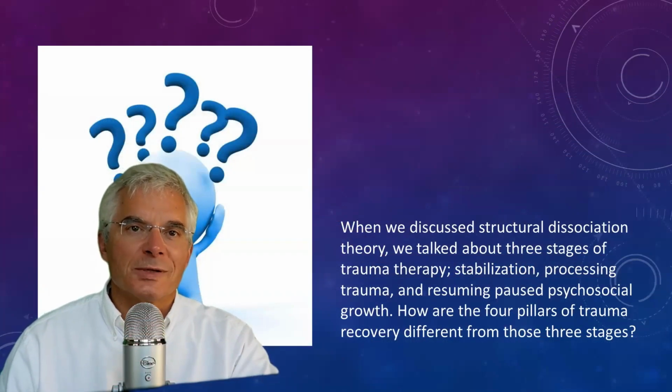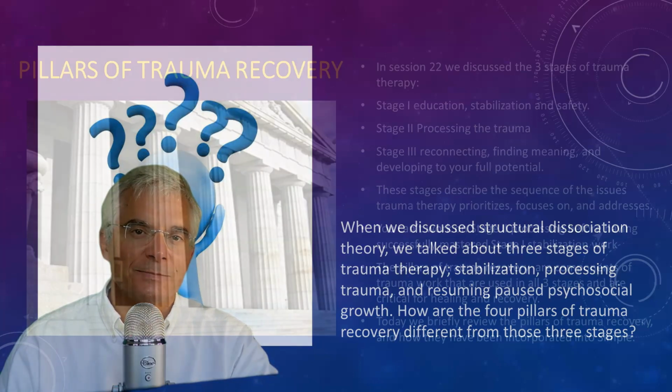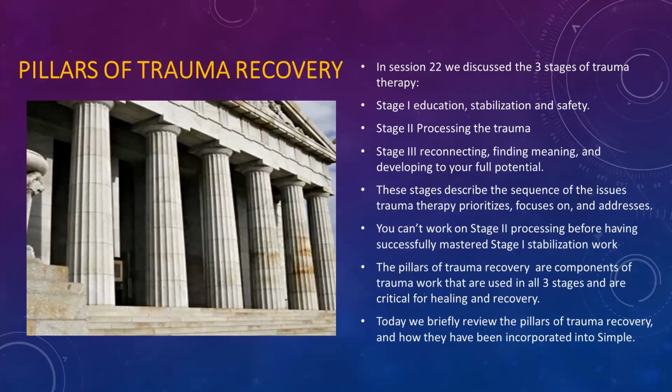When we discussed structural dissociation theory, we talked about 3 stages of trauma therapy: stabilization, processing trauma, and resuming paused psychosocial growth. How are the 4 pillars of trauma recovery different from those 3 stages? In session 22, we discussed the 3 stages of trauma therapy. Stage 1, education, stabilization, and safety. Stage 2, processing the trauma. Stage 3, reconnecting, finding meaning, and developing to your full potential.